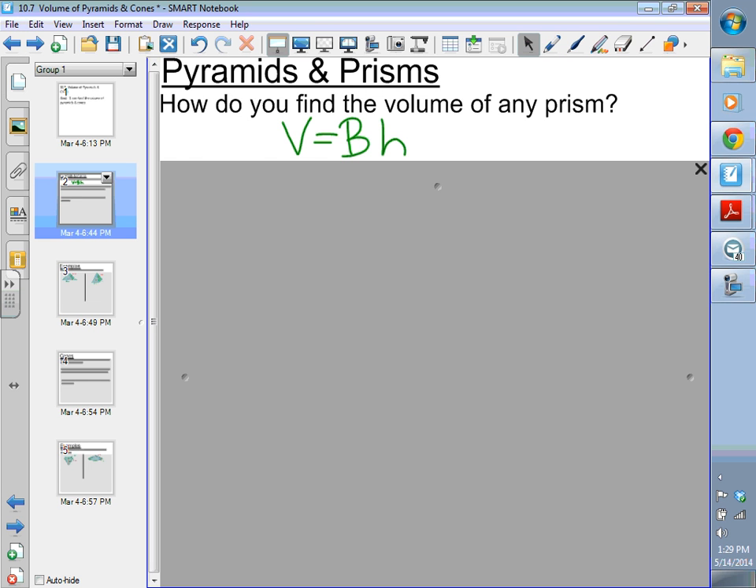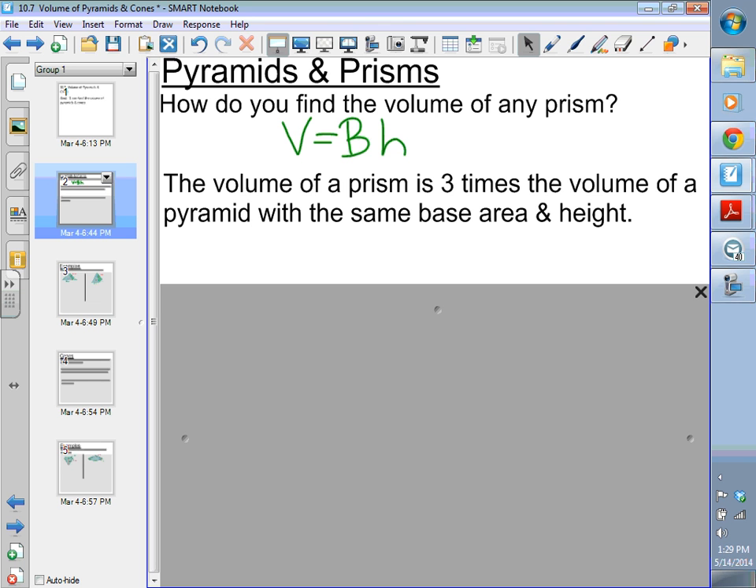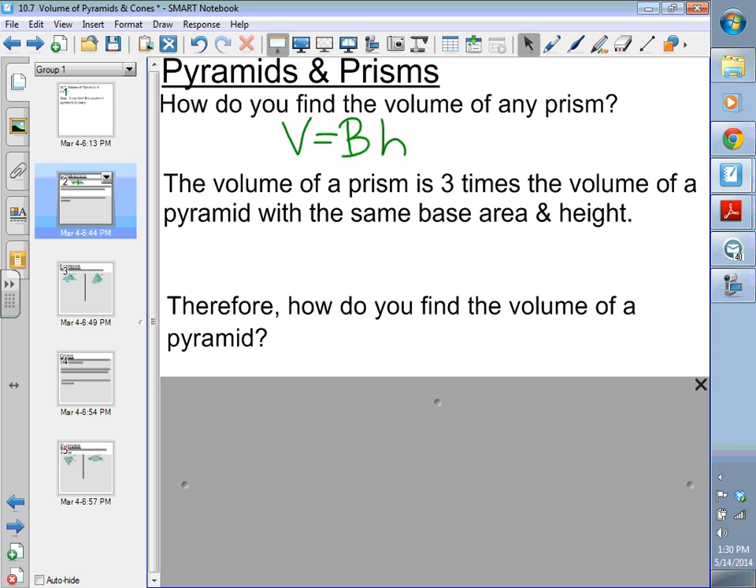Back down so you can see it. All right. So then, I want you to understand the volume of a prism is 3 times the volume of a pyramid with the same base and the same height. Okay, so 3 times the size. It would take 3 of those pyramids to fill the same space.